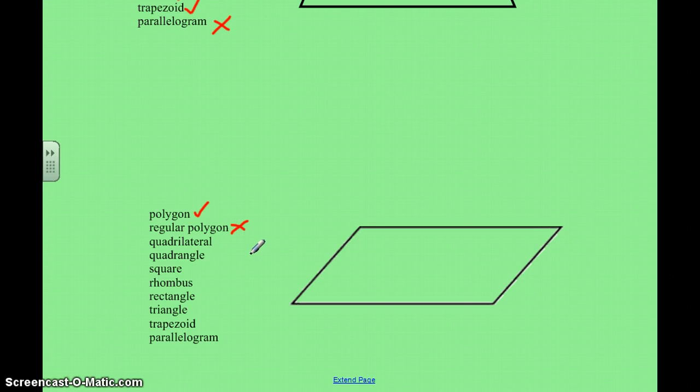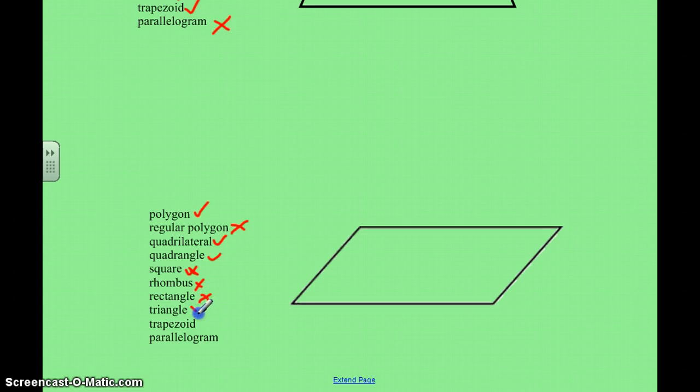Is it a quadrilateral? Yes. It's got four sides. Is it a quadrangle? Yes, it has four angles. Square? I don't think so. It doesn't have four equal length sides, and it doesn't have four right angles. A rhombus? Well, if the sides aren't equal, then no, it's not. I should have made that an X. Sorry about that. Rectangle. Well, it doesn't have right angles, so no, it can't be a rectangle.